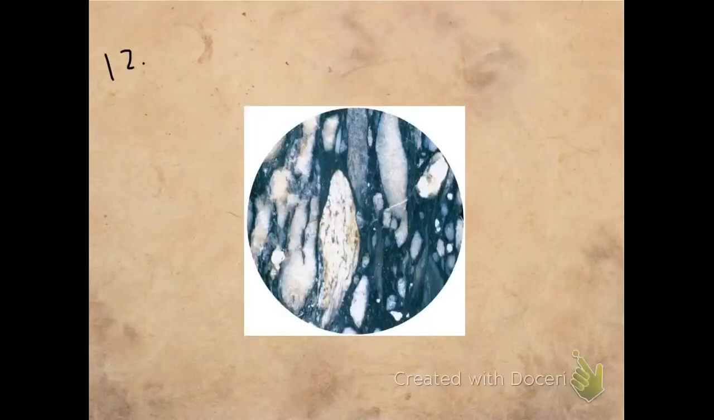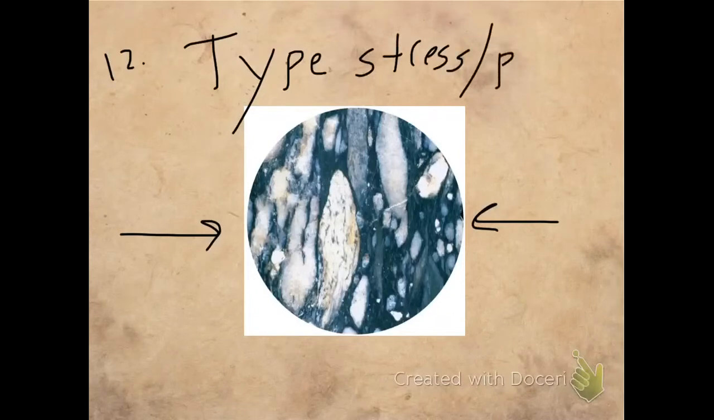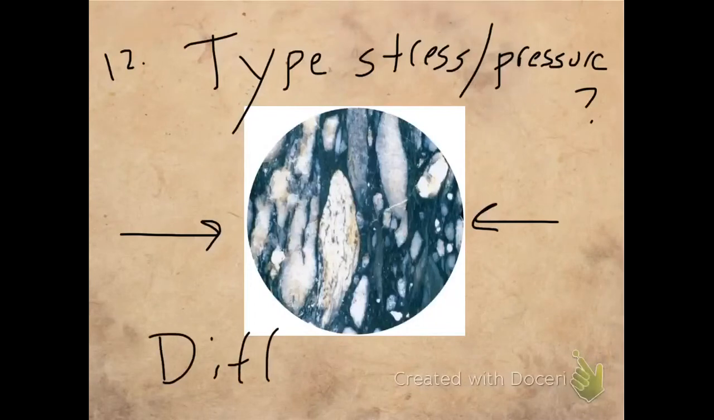Okay, now we have a picture from another chapter in your book, and I've just turned it sideways to use in this slide number 12. Here we have this rock being squeezed by a type of pressure, and your job is to decide which type of stress or pressure is being applied to this specimen. And if it's coming from one or two sides, that's called differential stress or differential pressure.